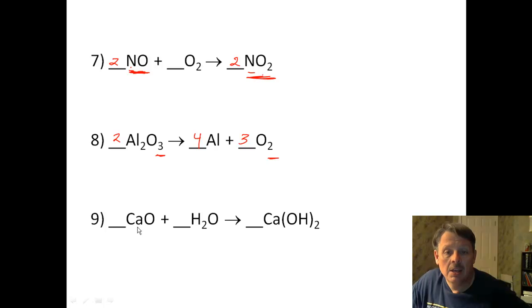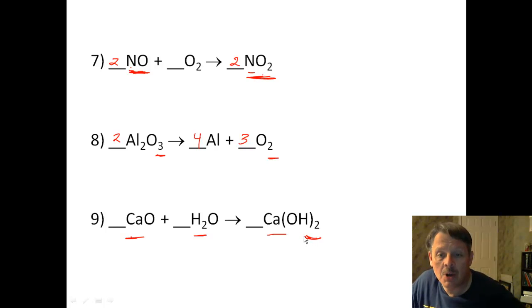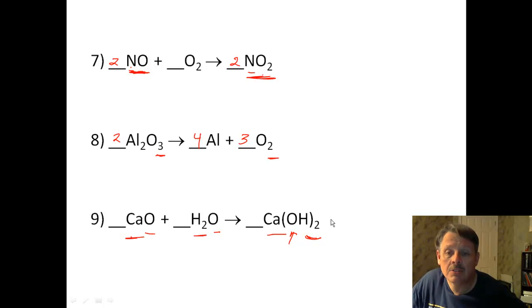Okay, here I have CaO and I have H2O. Oxygens are in 2 places on the left, so let's try and balance everything else first. I have 1 calcium, and I have 1 calcium. I have 2 hydrogens on the left and 2 hydrogens on the right. Well, everything's balanced except for oxygens. I have 2 oxygens on the right, and I have 2 oxygens on the left. I'm balanced, don't have to do anything.